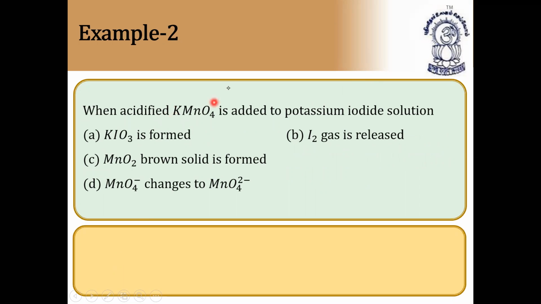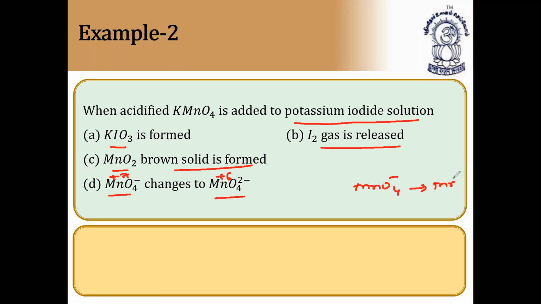Next, when acidified potassium permanganate is added to potassium iodide, is potassium iodate formed, iodine gas released, or manganese dioxide brown solid formed? MnO4 minus changes to MnO4 2 minus, +7 changes to +6. In acidic medium we already know MnO4 minus changes to Mn 2+, so this is not possible. And we already know iodide is oxidized to iodine. So the answer could be iodine gas.